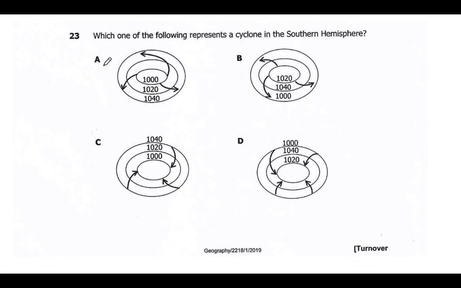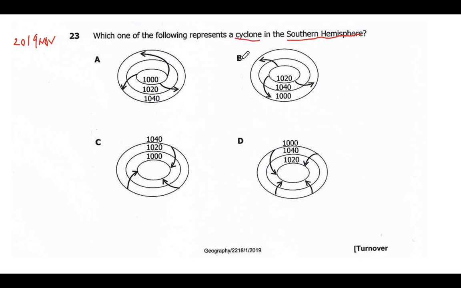So I have this question from one sample paper. This question is coming from 2019 November. That's where I took this question. If you check, in here they went on to state which one of the following represents a cyclone in the southern hemisphere. In the southern hemisphere, which is a cyclone.